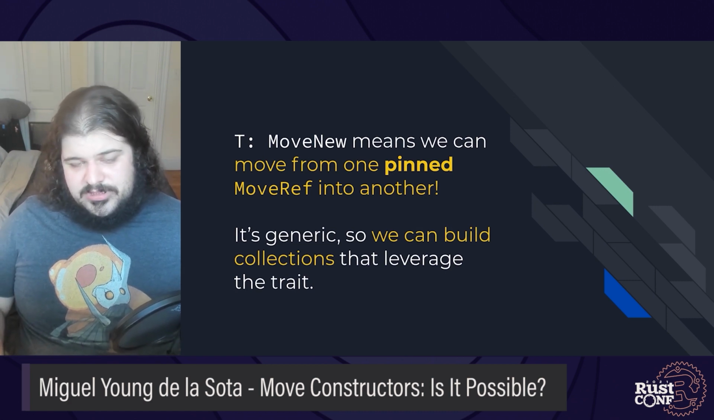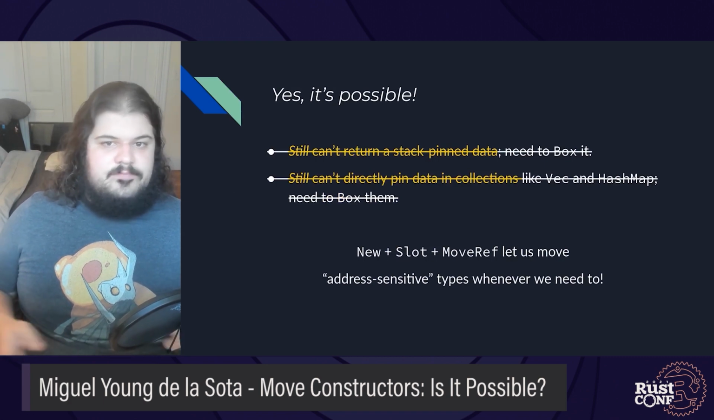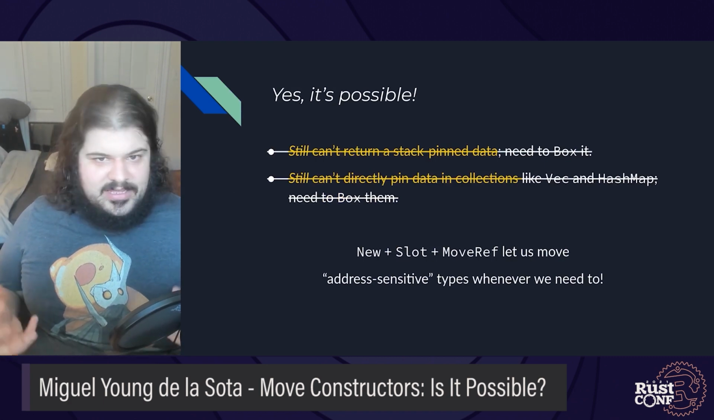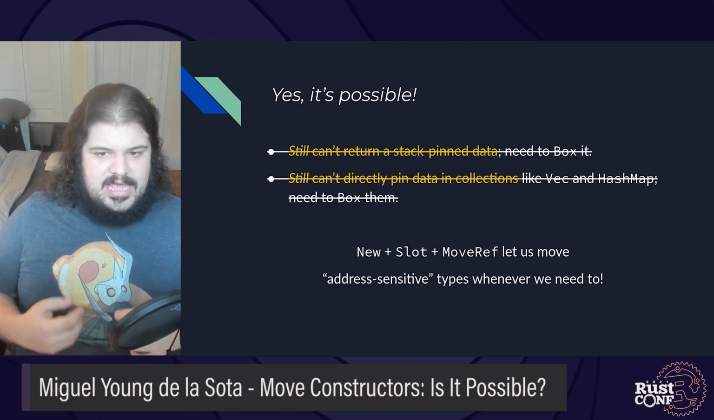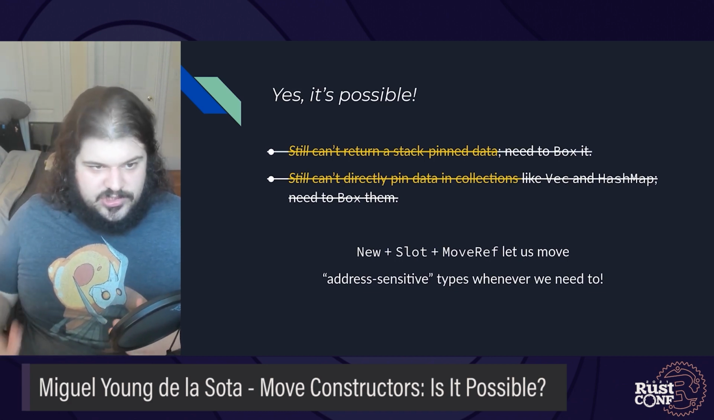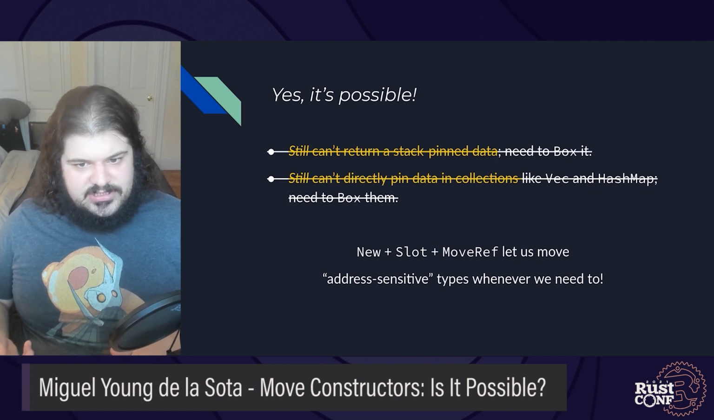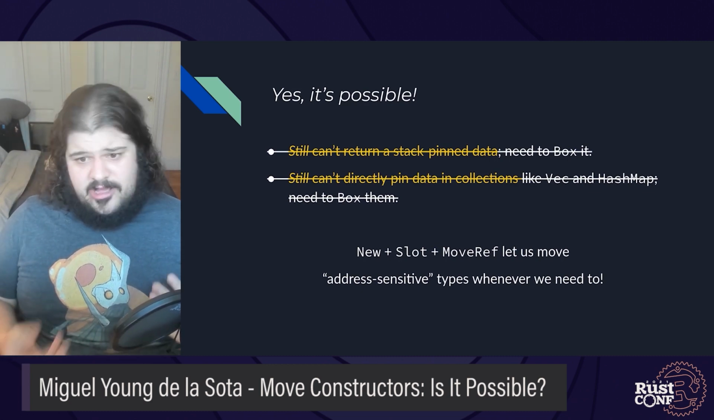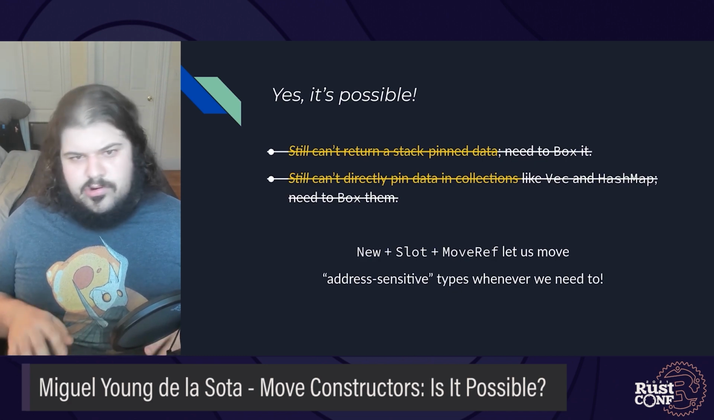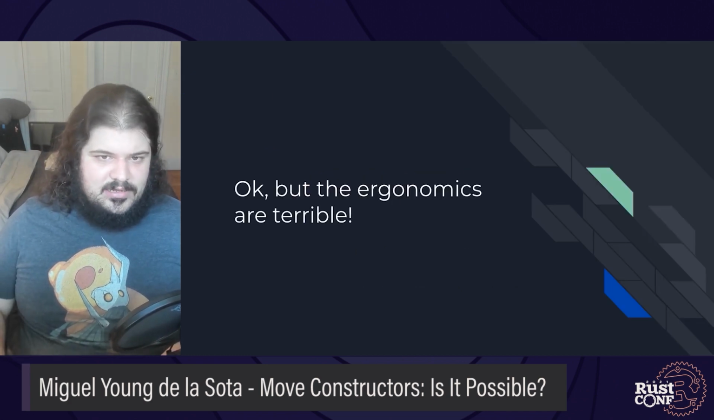Pin data in a collection, so long as it can be move constructed, is totally something we can do. So yeah, we can actually do these things. We can make address-sensitive types feel as flexible as normal Rust types. We can return them, we can put them in collections, we can really allocate them wherever we want, and we can specify complex moving strategies that the normal Rust object model would not let us.